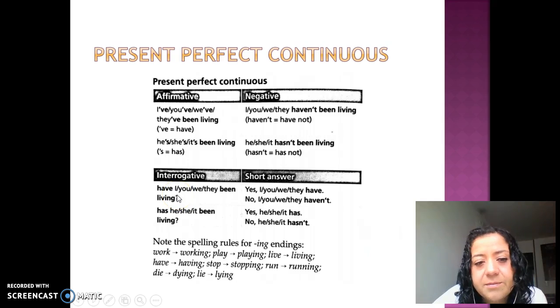In the interrogative form, we once again invert the order, but this time we just keep the auxiliary have first. Been is part of the verb living in this case. So we separate these two and only keep have at the beginning or has at the beginning. So: have I, you, we, they been living? Has he, she, it been living? Okay. Yes, I have. No, I haven't. Yeah. Yes, he has, or no, he hasn't. So stop the video once again and please write some questions.